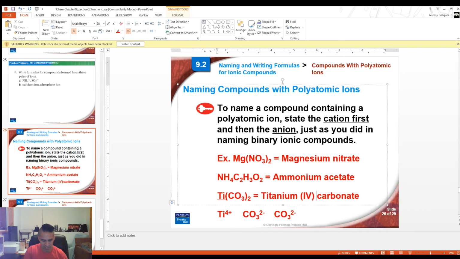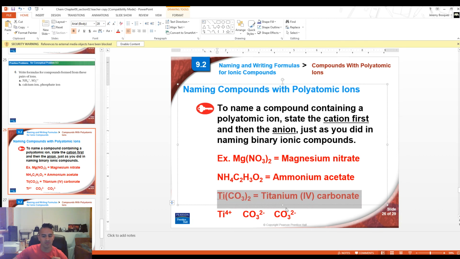So this titanium would be titanium 4 carbonate. And again, we find that by looking at what the titanium is bonded to. We know the charge on carbonate. We have 2 of them. So this is a total of -4, which means the titanium has to be +4 to balance it out. That's how we can find the Roman numeral, okay?